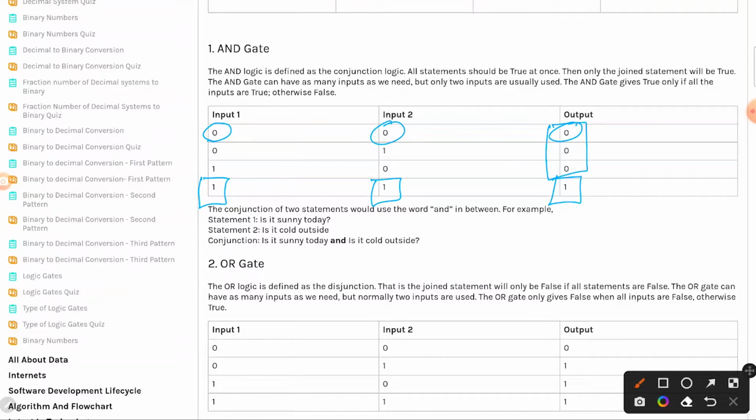Let's say your mom says you can play outside only if it is sunny and it is not cold. So if it is sunny today, the answer is yes, and if it is cold outside, the answer is yes. Maybe I should have given a different example here, but as long as it is sunny and cold, I can go and play golf. So only when these 2 statements are true will I play golf. If it is not sunny or if it is not cold, then I'm not going to play outside and play golf.